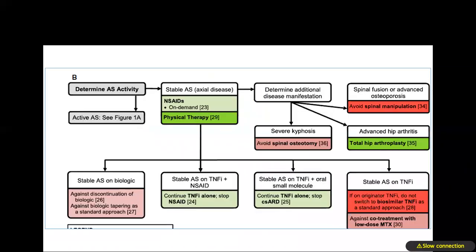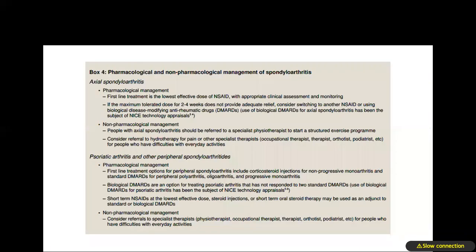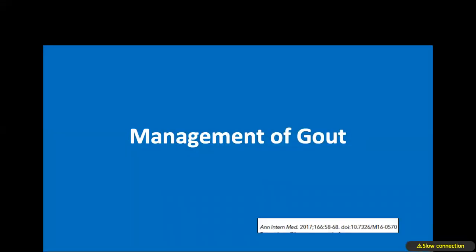Second line therapy, as I said, is given to you just so that you know some things can be done. In stable ankylosing spondylitis, we can manage with non-steroidal anti-inflammatory drugs on demand. If patients have severe spinal deformities, even then we don't like to do so many surgeries in these patients. So I went through all this, so we don't need to talk about it.